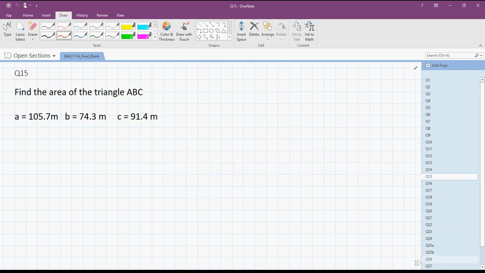Number 15 is different because this time it's side, side, side. So this one we're going to use Heron's formula. Now remember with Heron's formula you found this S, which was called the semi-perimeter. To find that semi-perimeter, remember you take a half times A plus B plus C. You find that first because we need to know what S is. This is what we call the semi-perimeter.